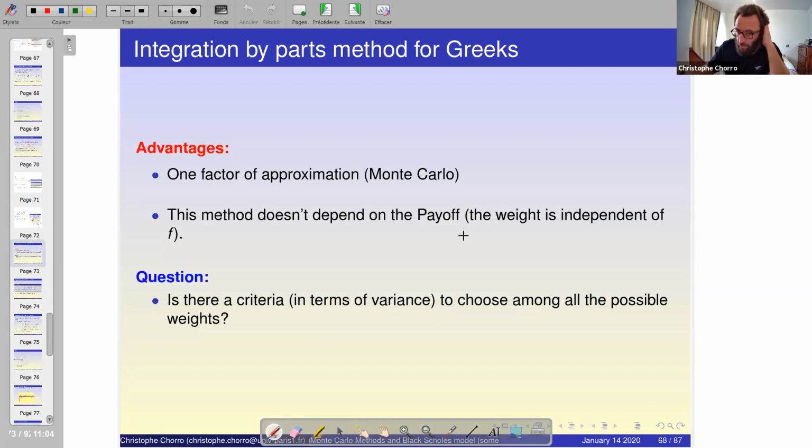So it doesn't depend on the payoff. So I have something here that is not more complicated to implement. Okay, that's what I do in the computation of prices when I don't have a closed form expression.